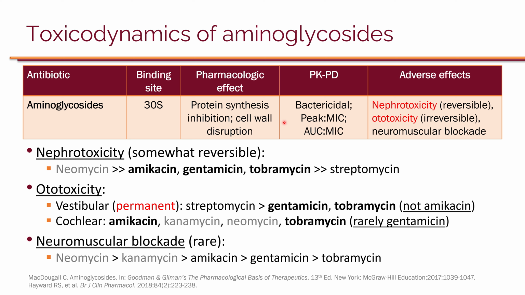So nephrotoxicity is a big issue with aminoglycosides, and in general, nephrotoxicity is considered somewhat reversible, and it is dose dependent. So the higher the dose, the longer we use aminoglycosides and the more frequently we use it throughout the day, the greater the risk of nephrotoxicity. And between the three agents that we use, amikacin, gentamicin, tobramycin, the rate is somewhat similar, but higher than streptomycin. So streptomycin is less nephrotoxic.